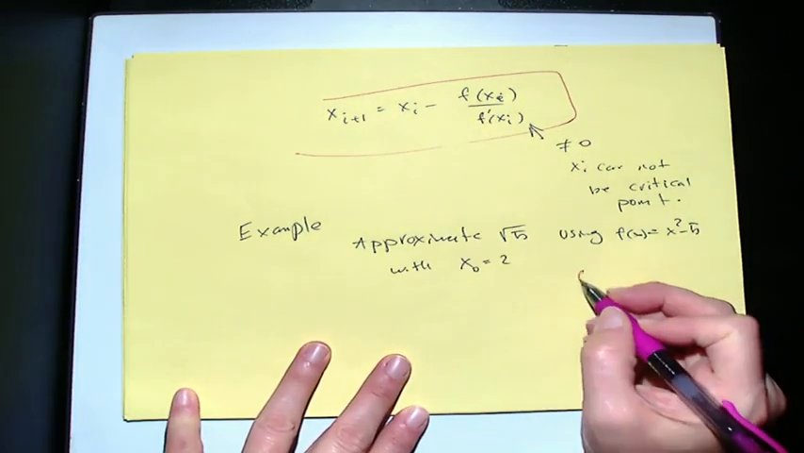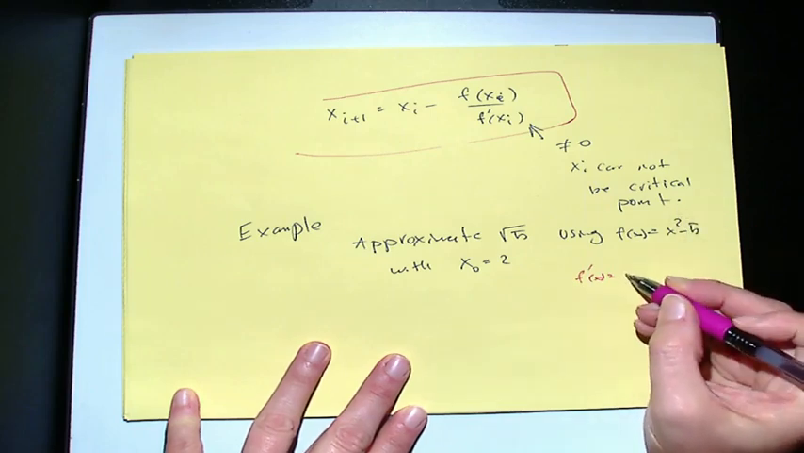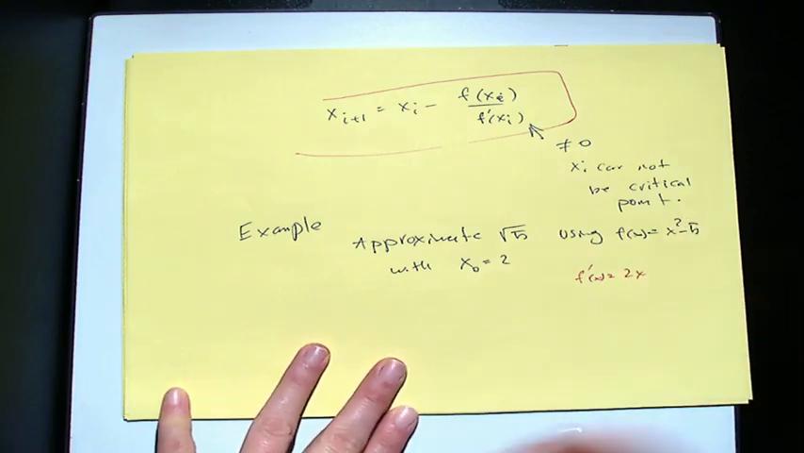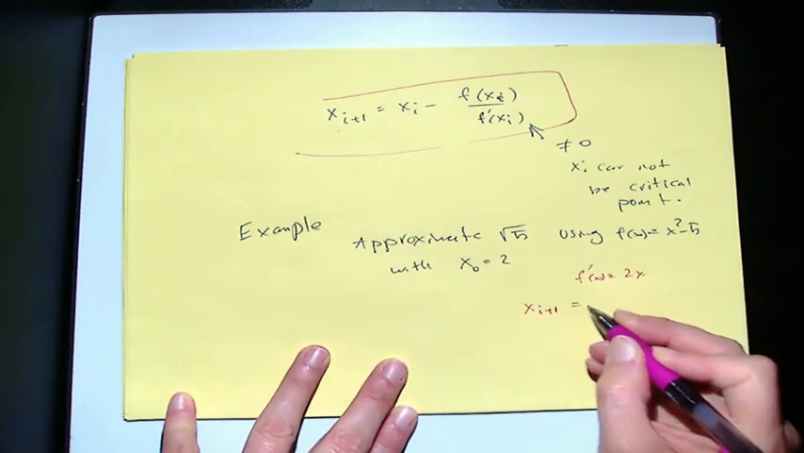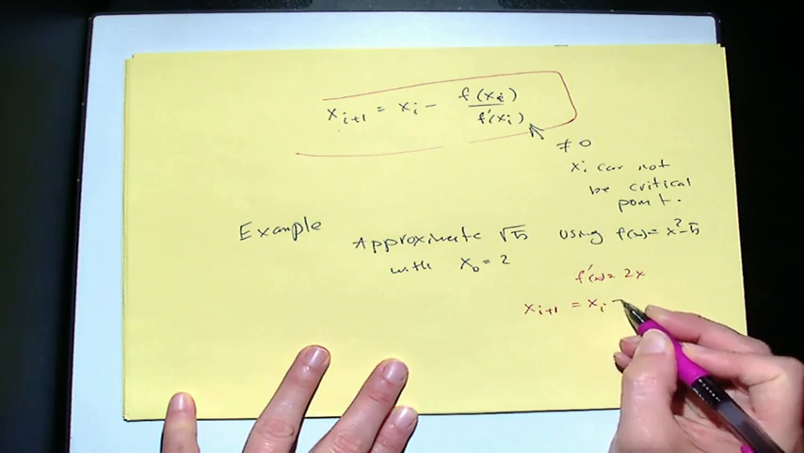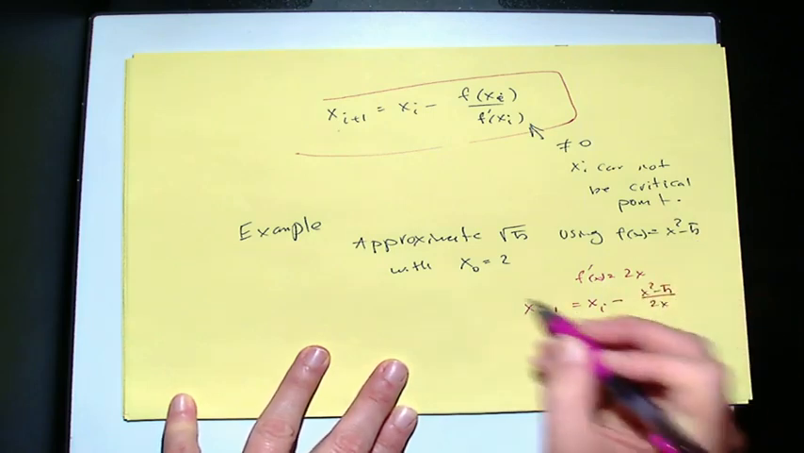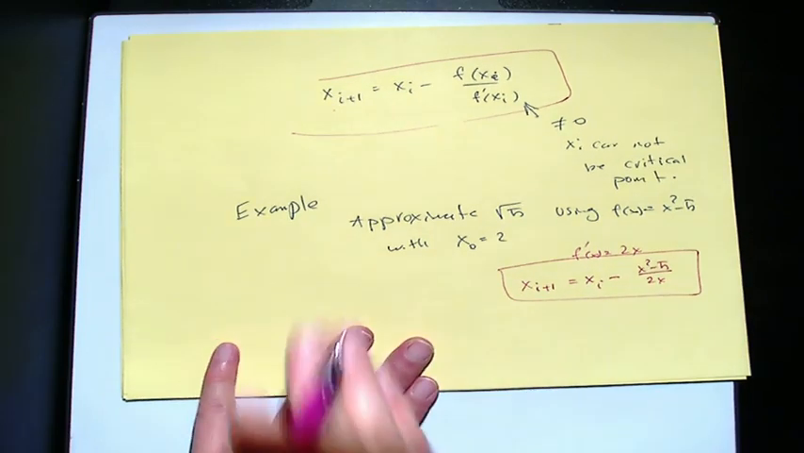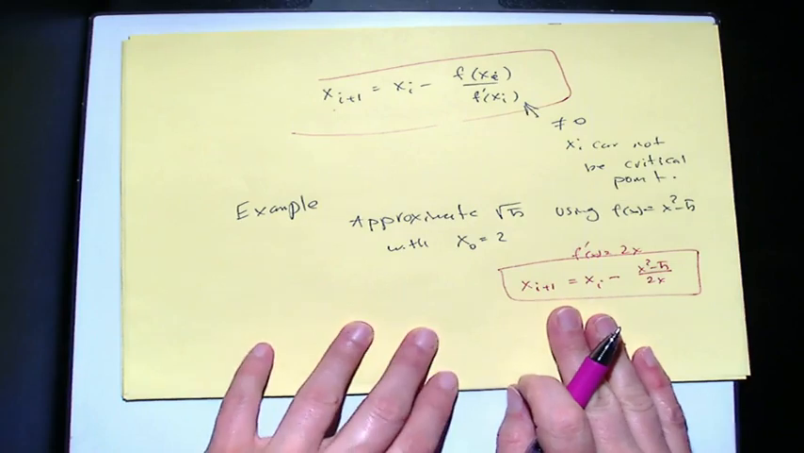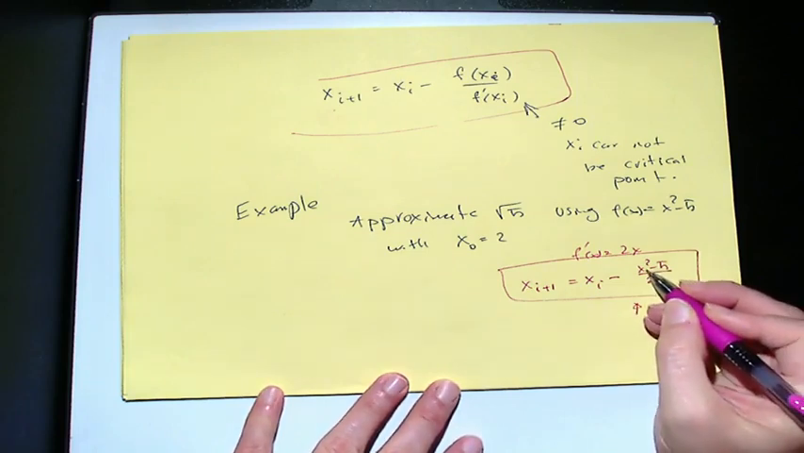So first, let's find f prime of x. And that is 2x, right? So according to that, x_{i+1} is going to be equal to x_i minus, what is f? x_i squared minus 5 divided by 2x_i. So for this problem, that's the recursive or successive formula.